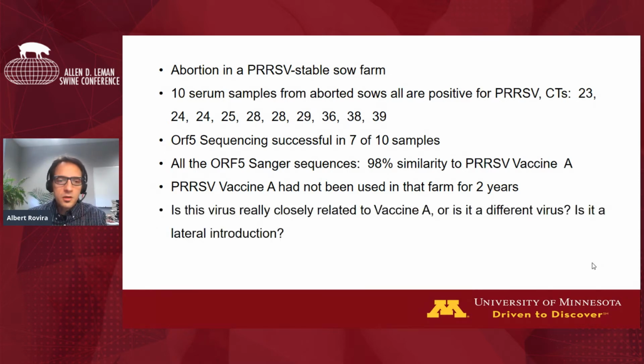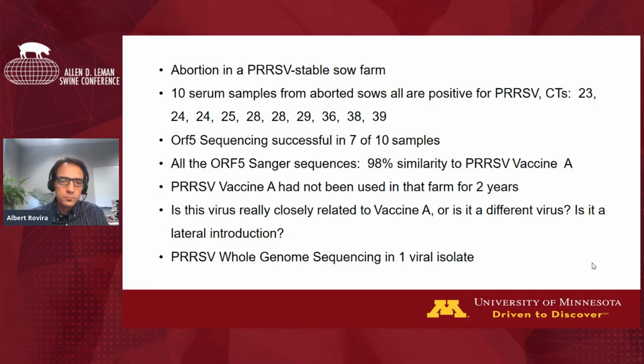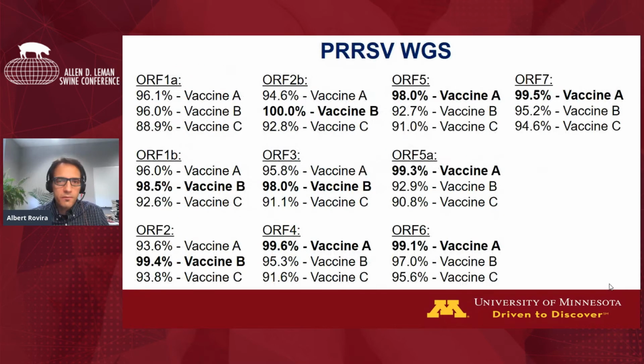So the question here was, is this virus really closely related to vaccine A, or is it a different virus? And the harder to answer question, but also in our minds, was, is it a lateral introduction? So what we did is we did grow a viral isolate from one of these samples, and we did whole genome sequencing in one of these samples. I'll show you now what we found.